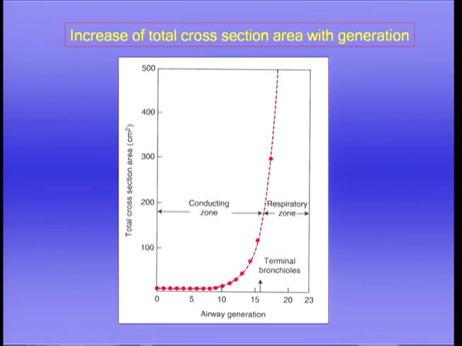And this has very important implications for ventilation, for gas flow. It turns out that because of this enormous increase in cross-sectional area, the forward velocity of the gas, because of convection, becomes very small in this region of the lung. Now, what do I mean?